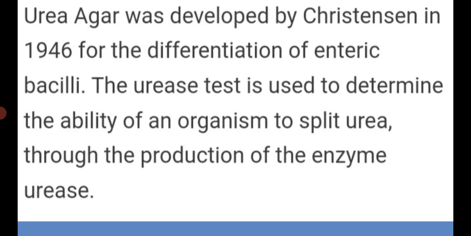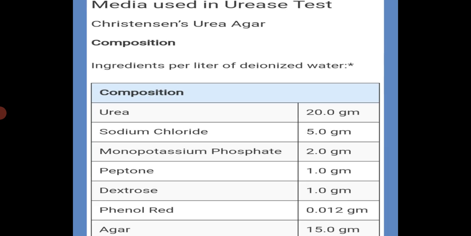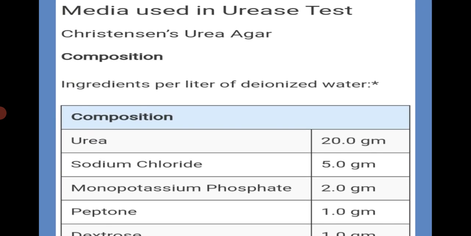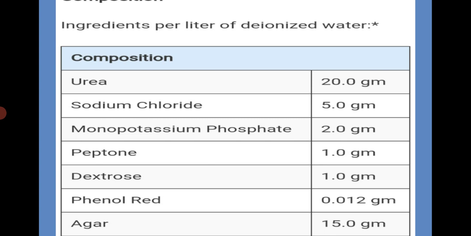To perform this experiment, the scientist Christensen formulated a medium, Christensen's urea agar, in 1946. The medium, Christensen's urea agar, is used for differentiation of enteric bacilli. The urea test is used to determine the ability of an organism to split urea through production of the enzyme urease. The composition of Christensen's urea agar: urea, sodium chloride, monosodium phosphate, monopotassium phosphate, peptone, dextrose, pH indicator phenol red, and agar.